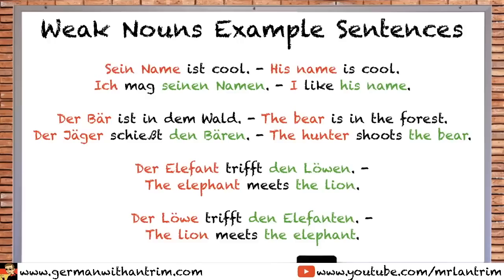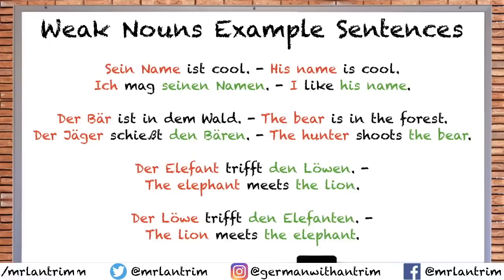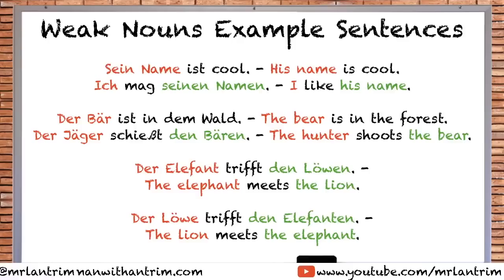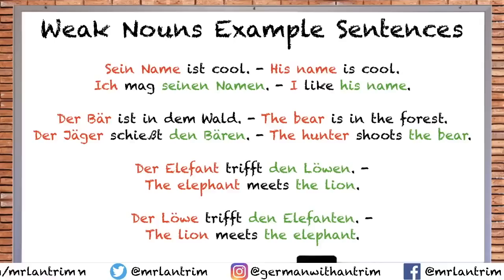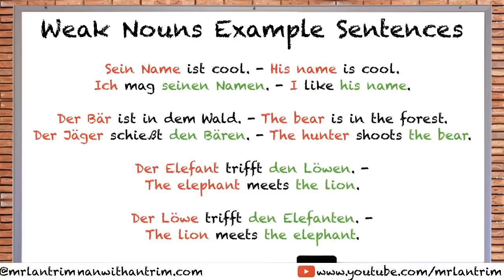Der Elefant trifft den Löwen. The elephant meets the lion. Notice here it's der Elefant, which will come in handy in the next example, but it is den Löwen, which has an en at the end instead of just an e. Der Löwe trifft den Elefanten. The lion meets the elephant. Here we just switch them so that the lion is the one meeting and the elephant is the one being met. And so we now have Elefanten with an en at the end because it's accusative. Again, same type of thing that happened to der Löwe when it became den Löwen.